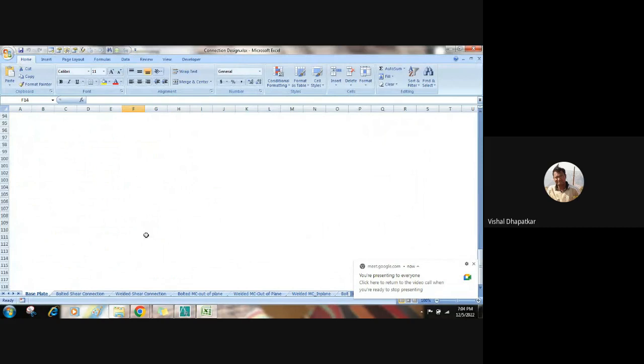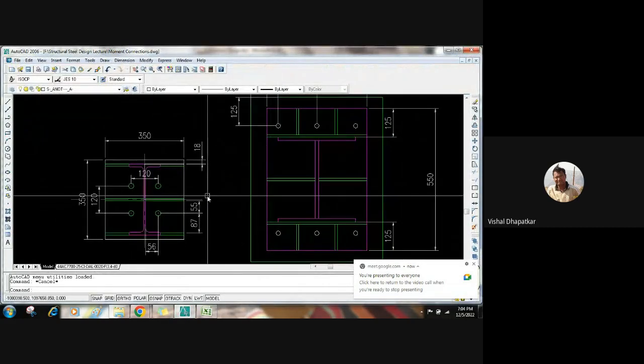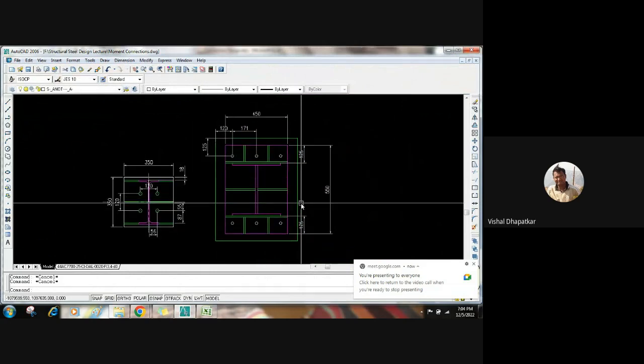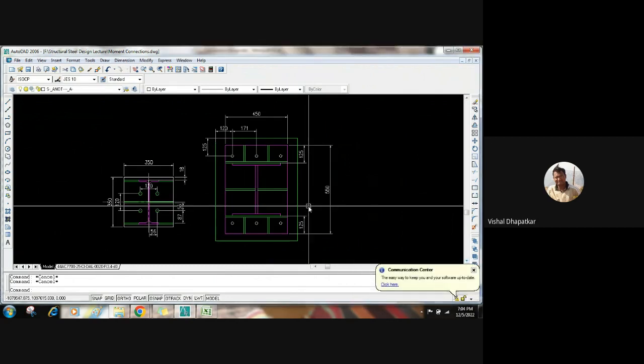So there are two types of connection for base plate, right? Can anyone tell me, these two types are visible on the screen? Which one is pin type connection and which one is fixed type connection? Fixed base and pin base.